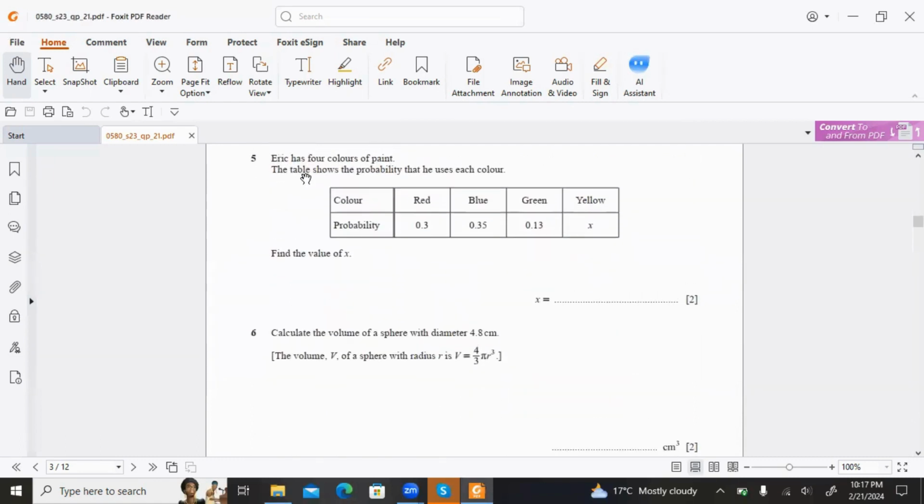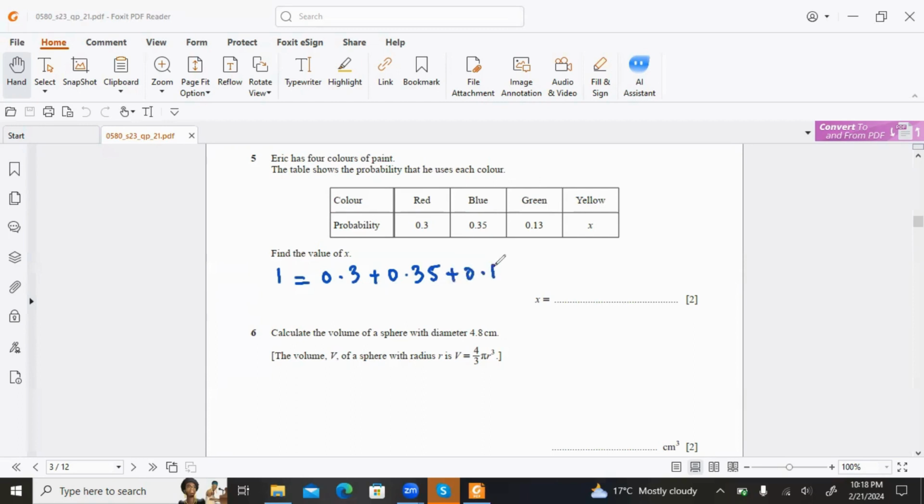Question 5 is saying Eric has 4 colors of paint. The table shows the probability that he uses each color. Find the value of x. So whenever we have different probabilities for an event occurring and one of the probabilities is missing, what we do is we add up all the probabilities and put it equal to 1. Reason being that the probability can never be greater than 1. It will always be equal to 1 or less than 1.